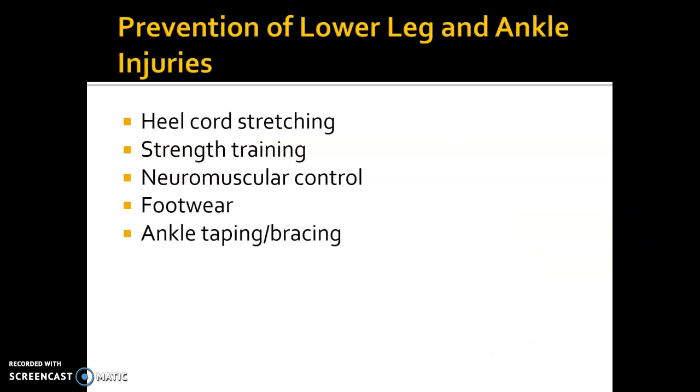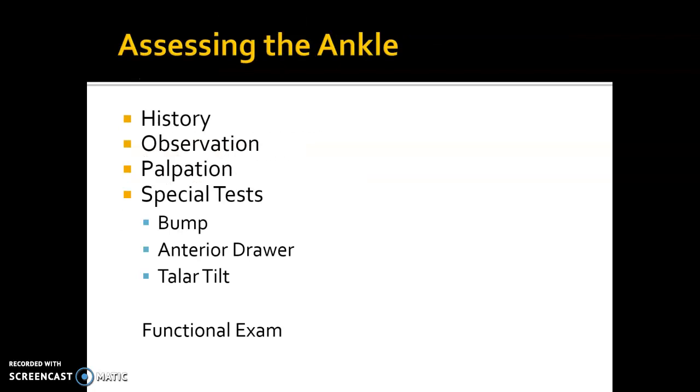All right, so to prevent lower leg and ankle injuries, similar to preventing foot injuries, which would be heel cord stretching, making sure we're doing strength training and neuromuscular control, proper footwear, and then if need be, ankle taping and bracing. To assess the ankle, we're going to follow our same HOPS plan. And then for some special tests, we won't learn all of these, but we have the bump test, anterior drawer, talar tilt, and then one at the end of this lecture that I'll go over.